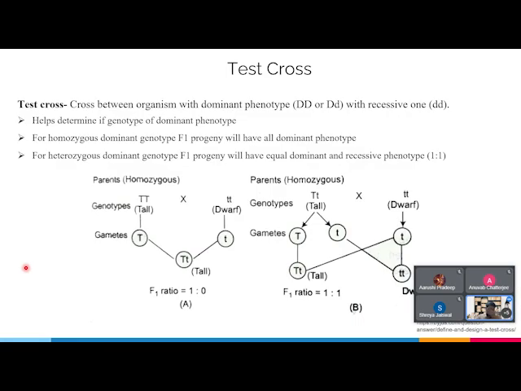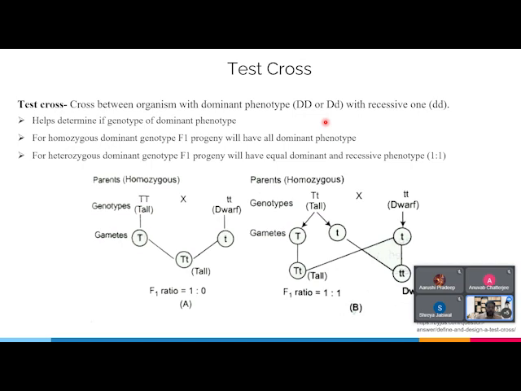So let us go ahead and look into what exactly a test cross is. Everyone was correct, it should be a test cross, but let us look into detail what exactly it is. A test cross is a cross between an organism with dominant phenotype and one with a recessive. When you observe a dominant phenotype, the genotype can either be homozygous dominant or heterozygous dominant. So capital D capital D, or capital D small d.